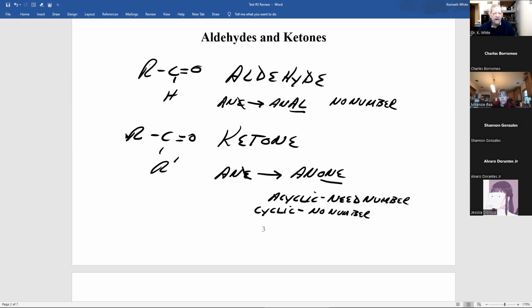Aldehyde: carbon, double bond to oxygen, with a hydrogen and an R group on that carbon. Ketone: carbon, double bond to oxygen, with 2 R groups on the carbon.